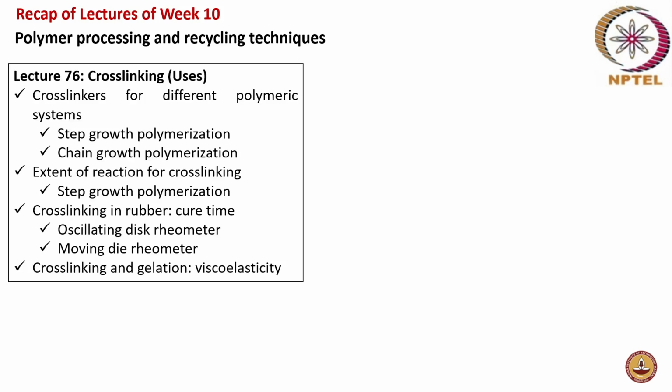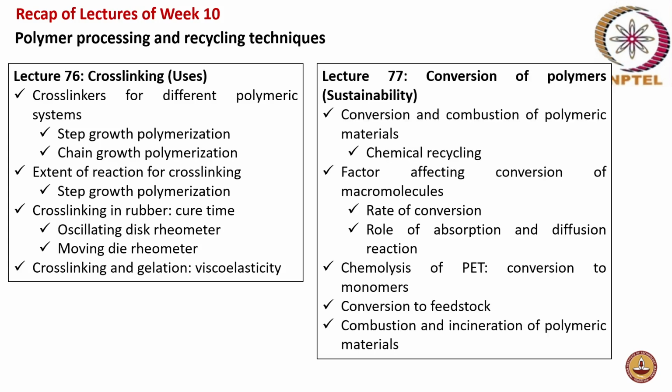So these were discussed. The next lecture was on cross-linking. So cross-linkers for different polymeric systems, step growth and chain growth, and then extent of reaction for cross-linking in case of step growth polymerization was discussed. Cross-linking in rubber and its cure time. So there, two tests, oscillating disk and moving die rheometer, were discussed, and cross-linking and gelation in terms of viscoelasticity were discussed. Right.